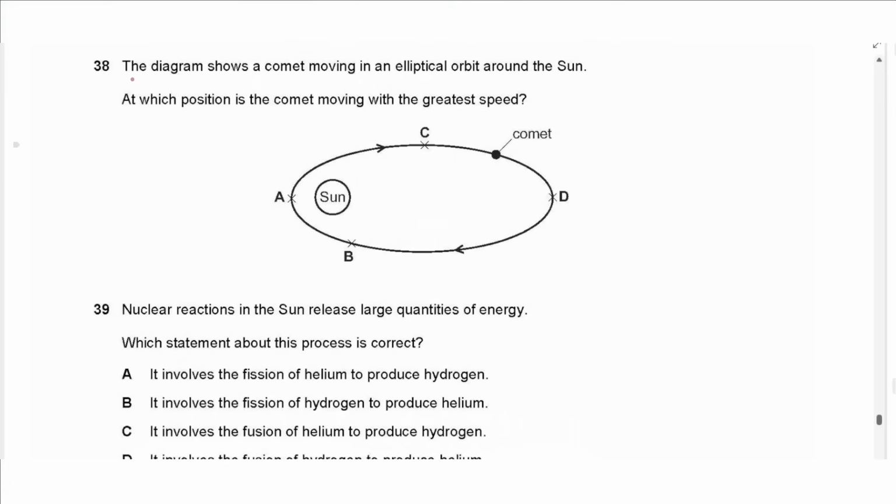Question 38 says the diagram shows a comet moving in an elliptical orbit around the sun. At which position is the comet moving with the greatest speed? So the comets speed up towards the sun and slow down away from the sun, so the greatest speed would be the closest to the sun, so we choose A.